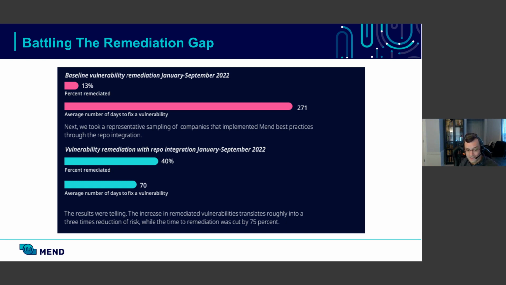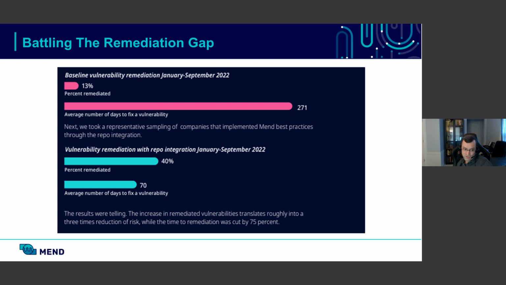So that means you've got less of a window of opportunity, and you're actually gaining and reducing the risk in your application. I should talk a little bit about here, without doing the math, time to remediation cut by 75% and 3x reduction of the risk. You guys can read. But fundamentally, the how here matters.